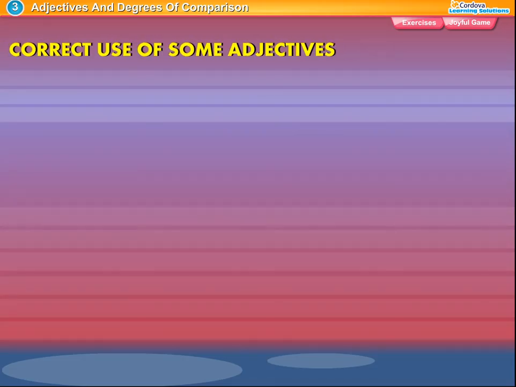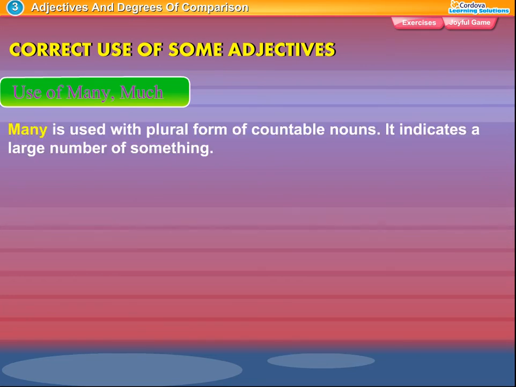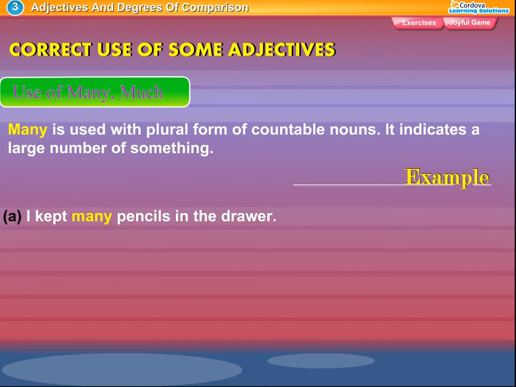Correct use of some adjectives. Use of many, much. Many is used with plural form of countable nouns. It indicates a large number of something. Examples: A. I kept many pencils in the drawer. B. He lived here for many months.